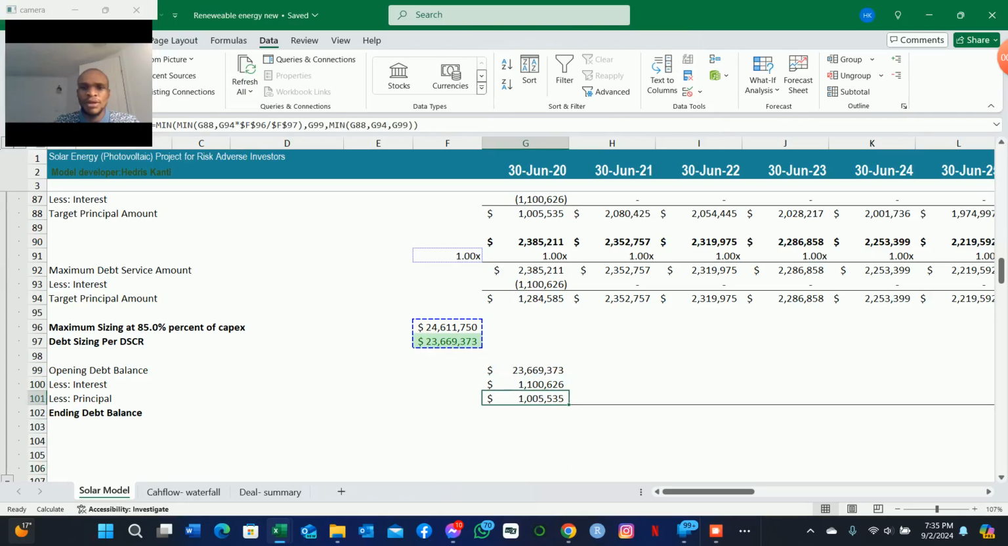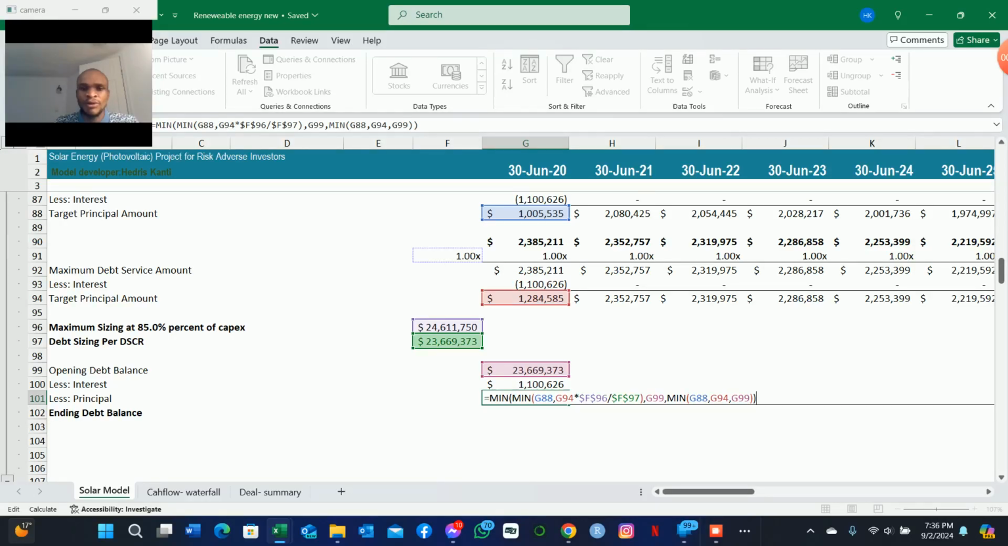So that's exactly what we are seeing in this formula. In this formula, we are taking two embedded minimums. So the minimum of the target principal for the P50 and the target principal amount for the P99. We take those two and then we multiply it by the ratio of the maximum sizing at 85% of capex to the debt sizing per debt service coverage ratio. We take the ratio and multiply it by the target principal for the P50 and the target principal for the P99 or the minimum cash balance.